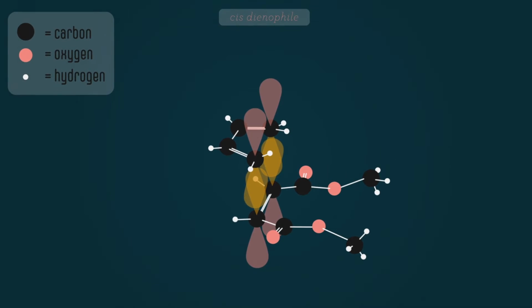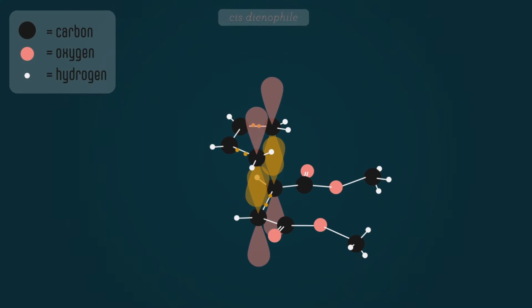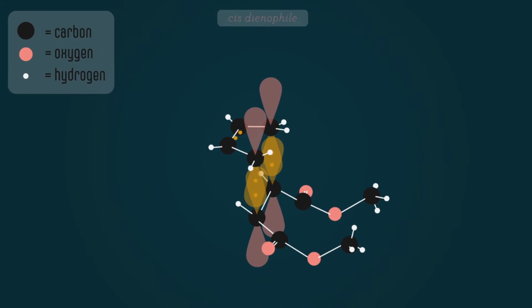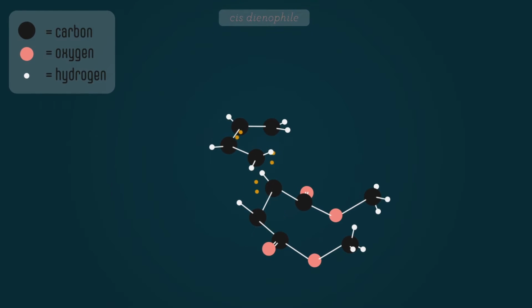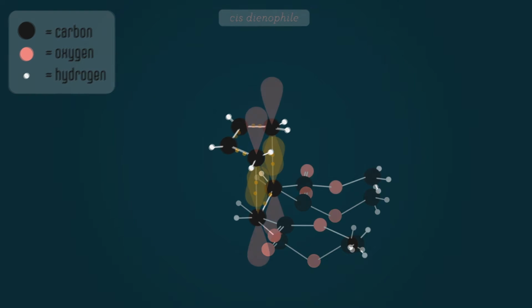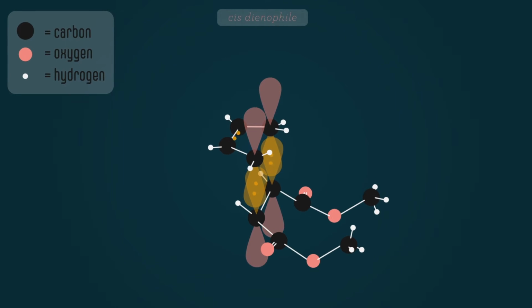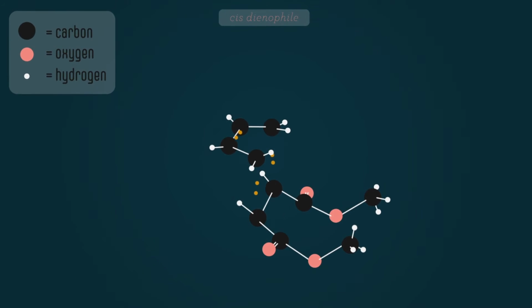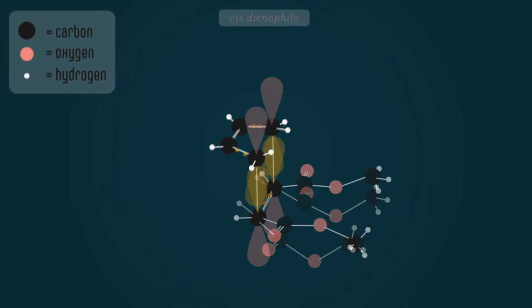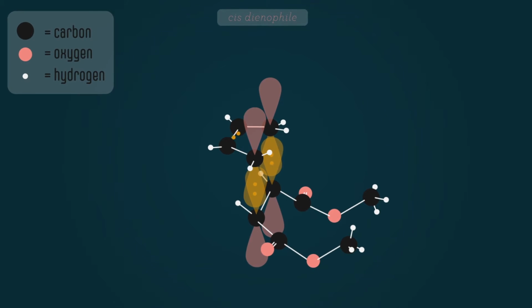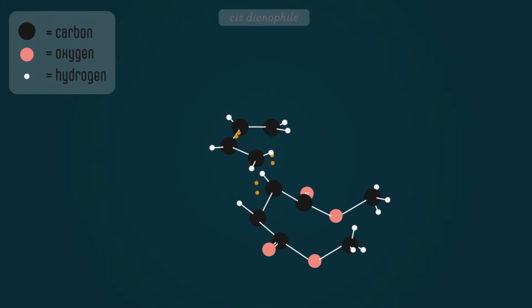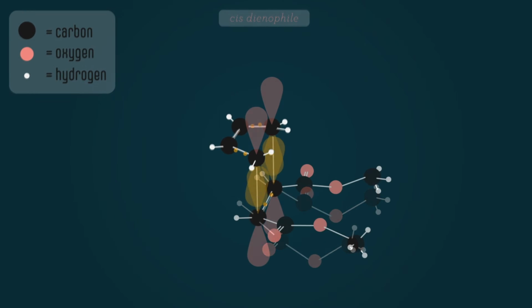Once the p orbitals are overlapped, let's reimagine some of these double bonds as the electrons that comprise them. As the electrons move, they are breaking the bonds they were once in to form new bonds. Additionally, notice how the ester groups in the dienophile shift as the electrons are moving. There is a lot going on here at once. Take your time to re-watch this part of the animation to get a full grasp on it.